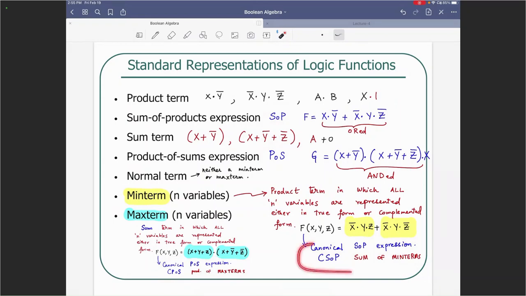So CSoP expressions are unique because they are directly tied to the truth table, which is also unique for a logic function, right? And similarly, even the canonical products of sum expression would be unique because again, it is tied to zeros in the truth table. And truth table we know is a unique representation of a logic function. So CSoP, unique for a logic function. CPoS, also unique for a logic function.